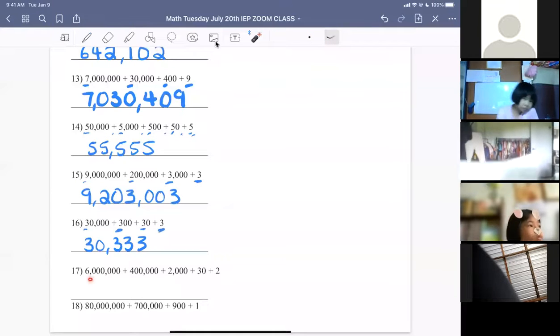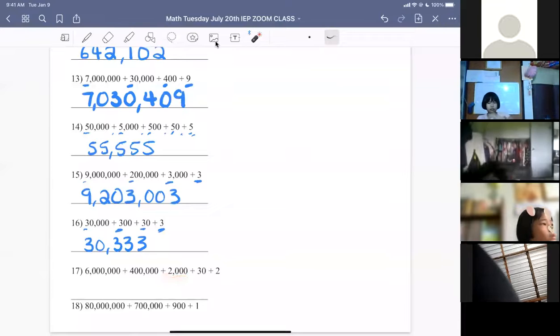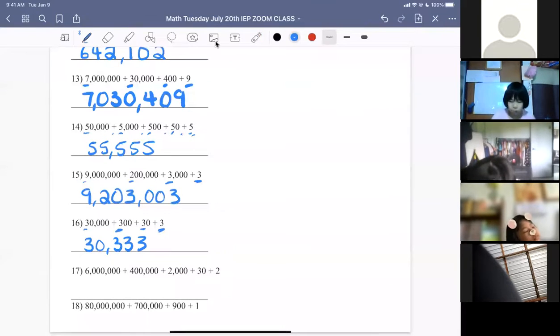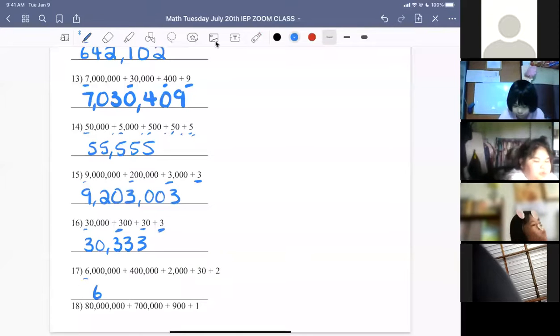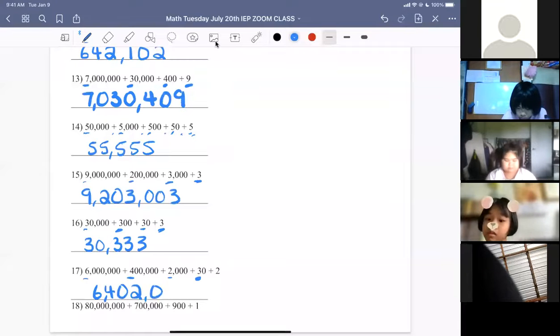Number 17, we have 6 million plus 400,000 plus 2,000 plus 30 plus 2. So this 6 million, we're going to write 6 million. We do have 100,000, so we're going to write 4. We don't have 10,000, we're going to write a 0. We do have thousands, we're going to write 2. We don't have hundreds, we're going to write a 0. We do have tens, we're going to write 3. We do have ones, we're going to write a 2.